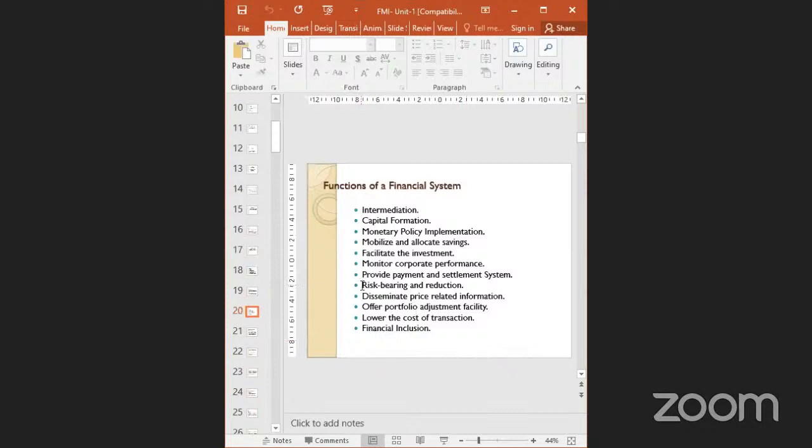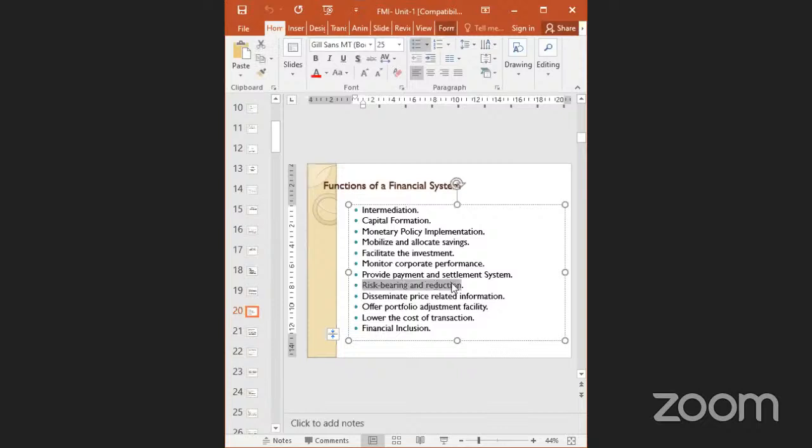Got it. Okay, next function is called risk bearing and reduction. Now what do you understand by risk bearing and reduction? The financial system tries to reduce the risk as much as possible and tries to bear the risk by itself. Fine. So this is one example. If the financial organization is unable to pay your settlement, then the financial organization is to be fined and has to pay a fine to the person. So that is how we say the risk is reduced from the individual.